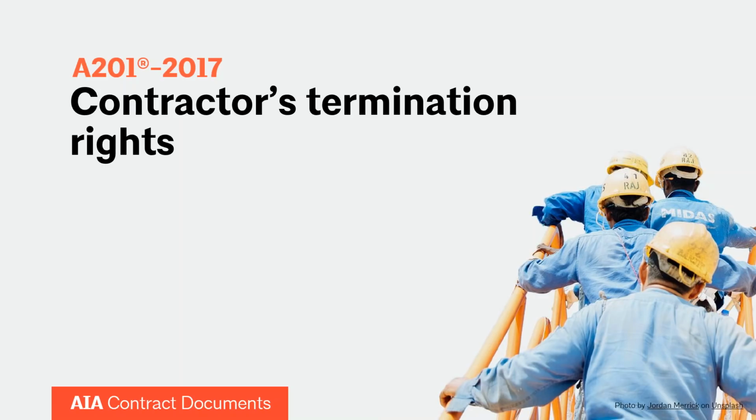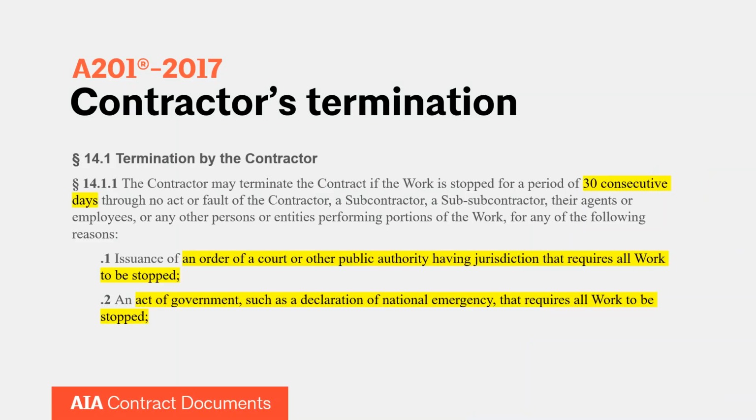So the first one you'll find in section 14.1, the first of our two avenues for contractor termination due to suspensions is in situations where the work has been stopped for a period of 30 consecutive days through no fault of the contractor. And you can see the highlighted language here in point 1 and point 2 are the things that I'm going to read because I think they're very applicable to a lot of you out there who are listening. So if you've got the 30 consecutive days, no fault of the contractor, and also for any of the following reasons: issuance of an order of a court or other public authority having jurisdiction that requires all work to be stopped. Governors, mayors who are requiring work to be stopped, these things I think would qualify pretty easily.